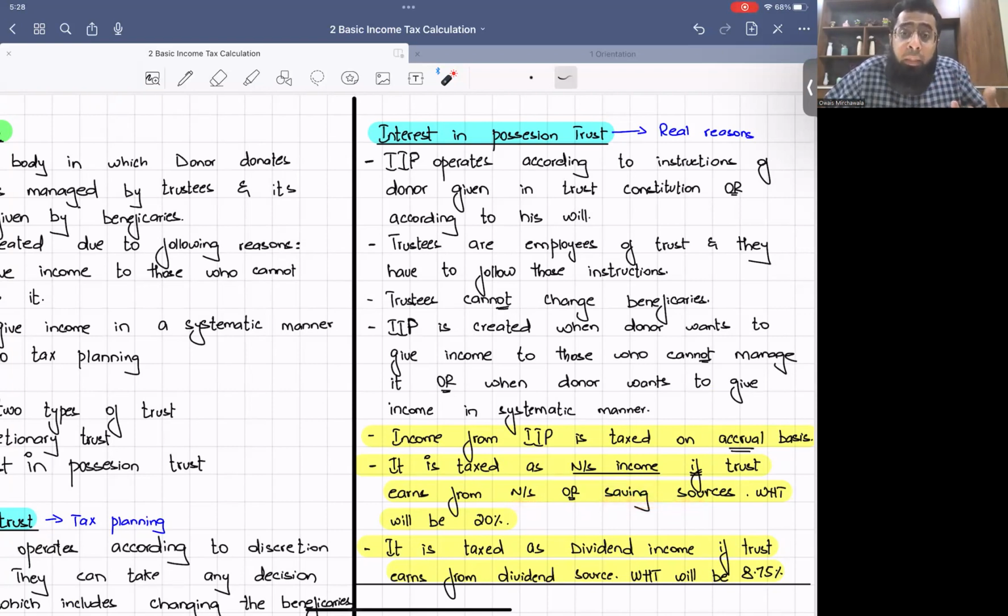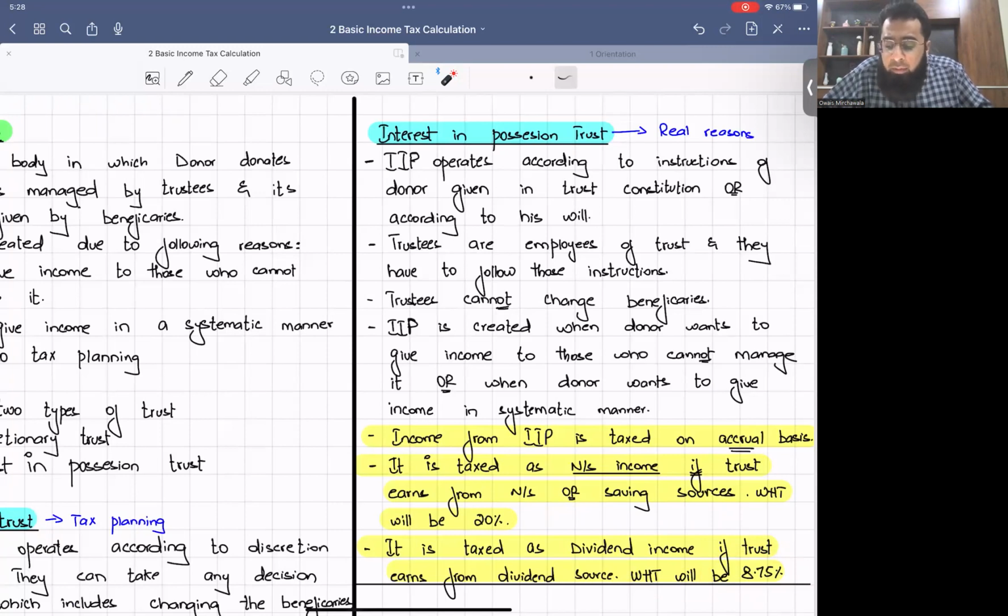It is taxed as non-saving income if the trust earns from non-saving or saving sources. The non-saving sources are trading income and property income. If the trust earns from saving sources, the interest income, then for the beneficiary it is taxed as savings income and withholding tax is 20%. It will be taxed as dividend income if the trust earns from a dividend source. Dividend source means that if the trust has some shares and the trust is earning dividends, then for the beneficiary also it will be dividend income and withholding tax will be 8.75%.